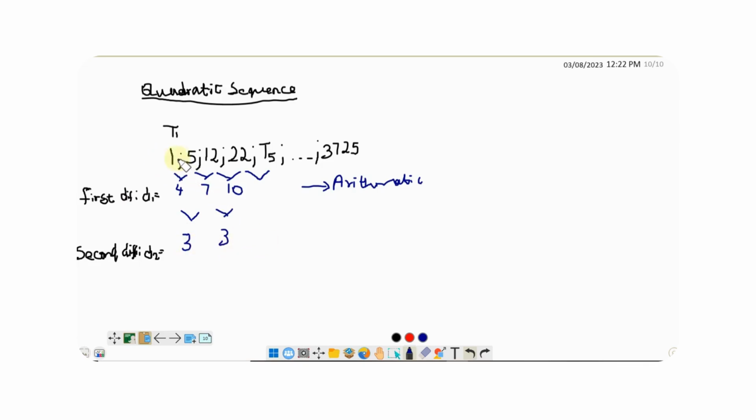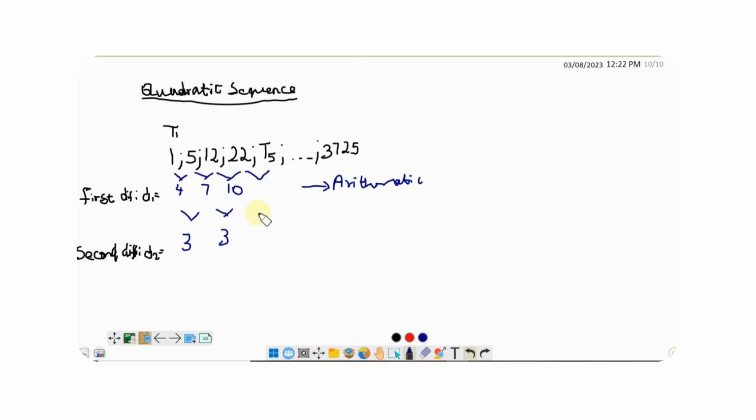So you have the quadratic sequence, you have the first difference, which is arithmetic, and you have the second difference, which is a common difference, the same. It's going to be 3, 3, 3, 3. So when you are given an arithmetic sequence or a statement, you should always know that on a quadratic sequence, the first difference is arithmetic. Know that. And the second difference is going to be a common difference.